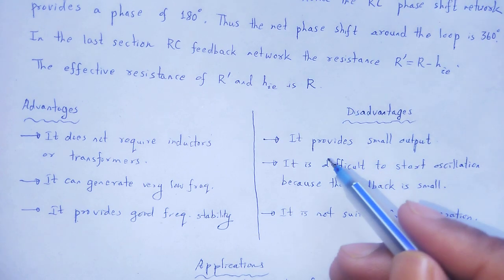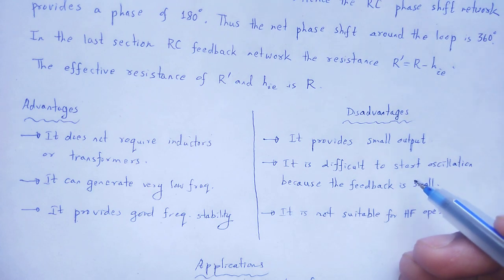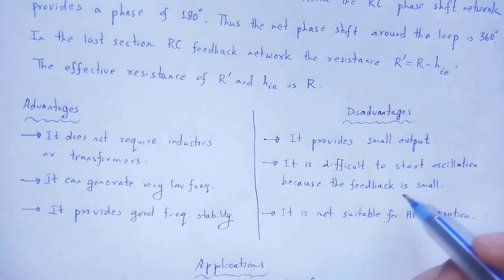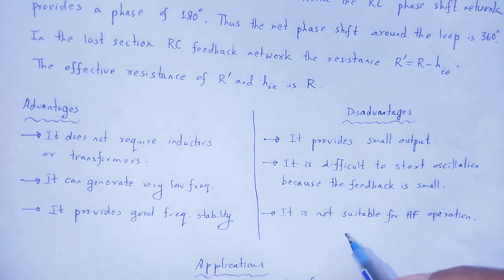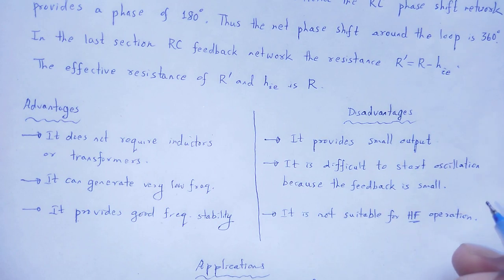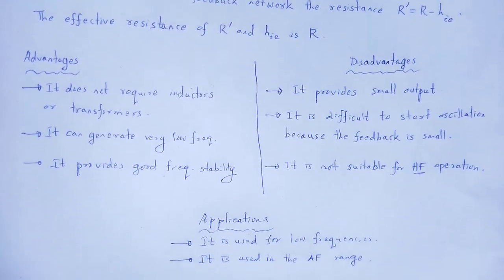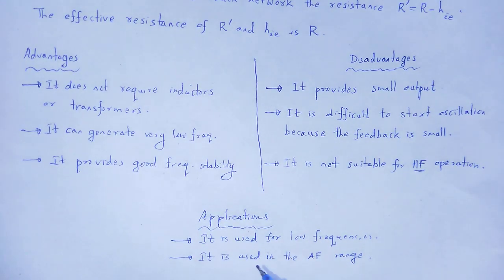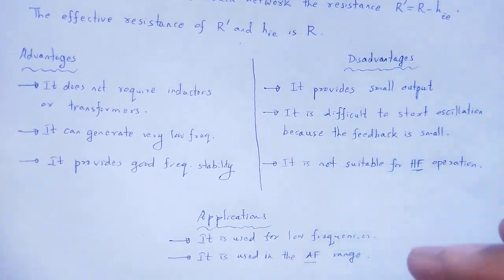Next, the disadvantages: it provides small output and it is difficult to start oscillation because the feedback is very small, and it is not suitable for HF, high frequency operation. Applications: it is used for low frequencies, in the AF range, audio frequency range, that type of oscillator we use.